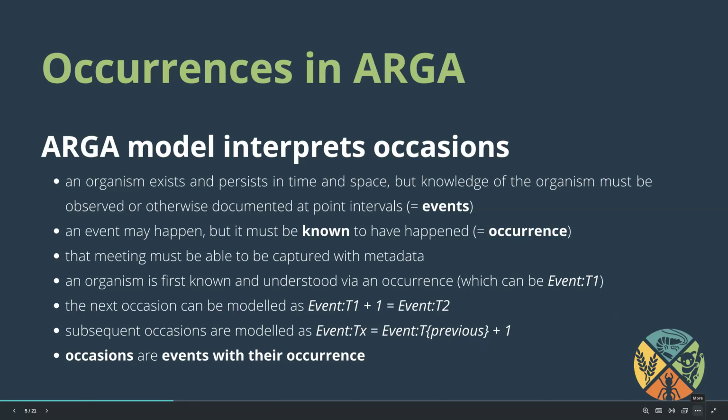So we've got metadata around that. In our model, we're saying that the first time we meet it is event 1, and then the next time is event 2 and 3, and so on and so forth. So in ARGA, what we've done is we've interpreted occasions, which are the event of meeting an organism, and then the information around it, which is the occurrence block.